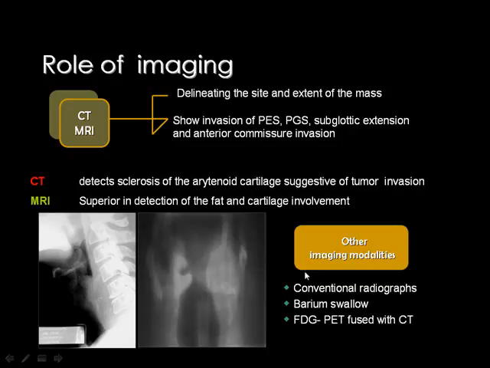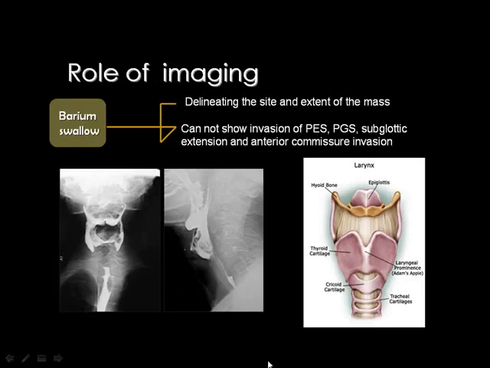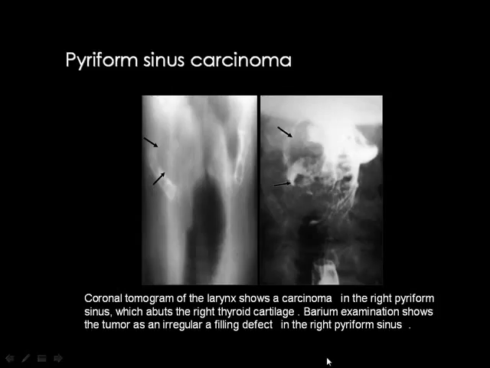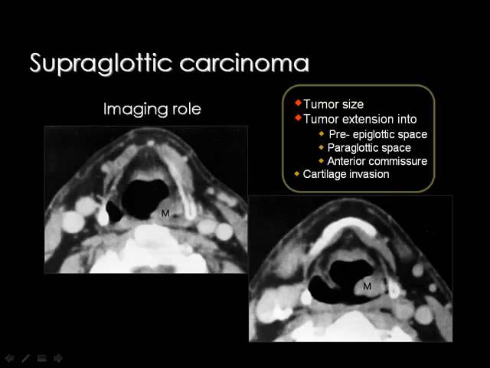The previously used imaging modalities like conventional tomography and radiography, barium swallow, do not contribute much as diagnostic tools now, but the ones mainly used nowadays are the CT and the MRI. This is an example of a normal barium swallow showing the valleculae and the piriform sinuses, and this is an example of a piriform sinus carcinoma invading the larynx by conventional tomography and by barium swallow.